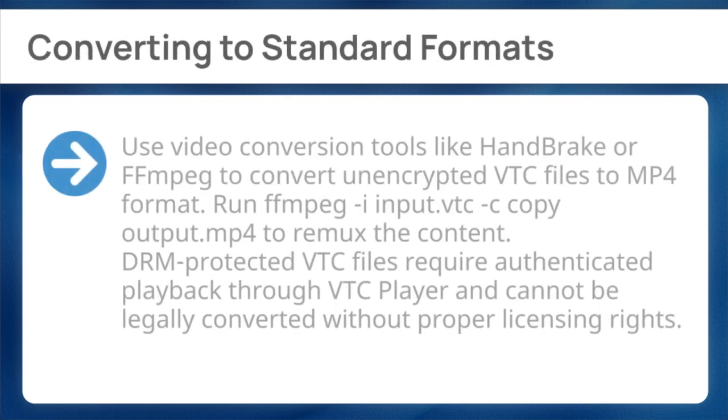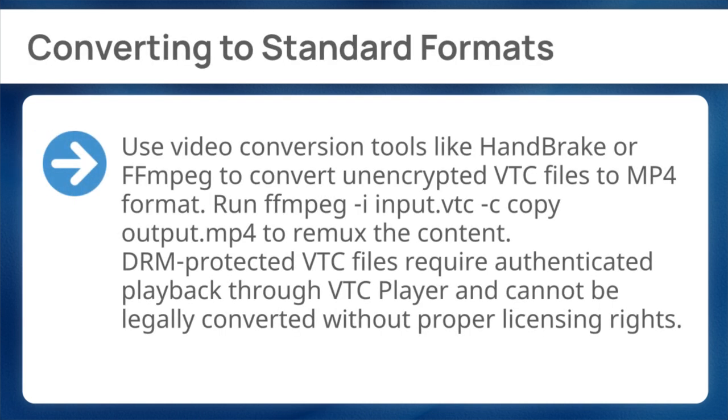Next, converting to standard formats. Use video conversion tools like Handbrake or FFmpeg to convert unencrypted VTC files to MP4 format. Run ffmpeg input.vtc, c copy output MP4 to remux the content. DRM-protected VTC files require authenticated playback through VTC Player and cannot be legally converted without proper licensing rights.